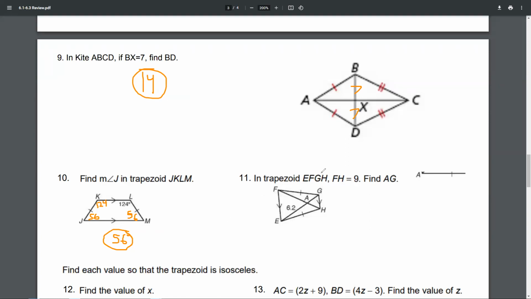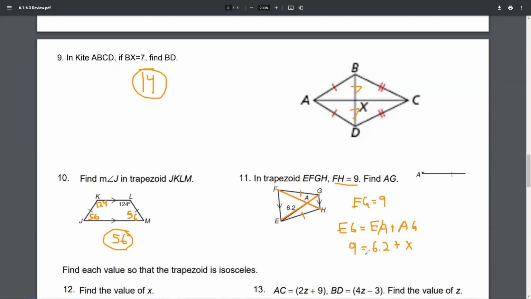All right. The next one, trapezoid EFGH. Again, this one is isosceles because FG is congruent to EH. And if it's isosceles, we know the diagonals are congruent. So we know that this piece FH is going to be congruent to EG. Okay. FH is 9, which means EG is also equal to 9. Right? And EG is made of 2 pieces, EA plus AG. So we know E to G is 9, and we know E to A is 6.2. So we just need to find the missing piece here, and that'll tell us what AG is.